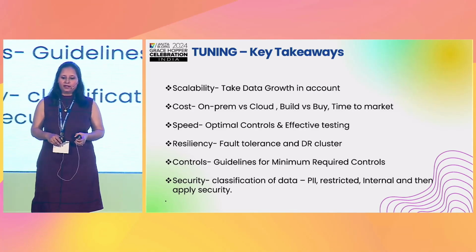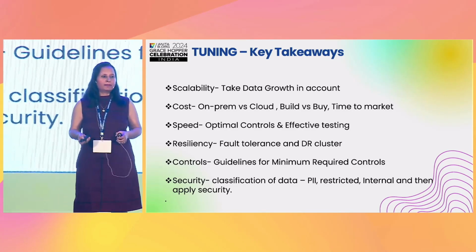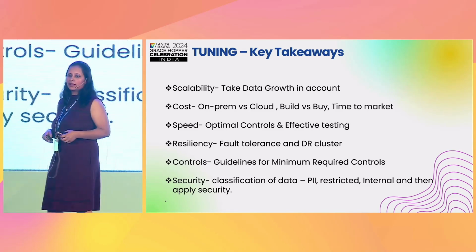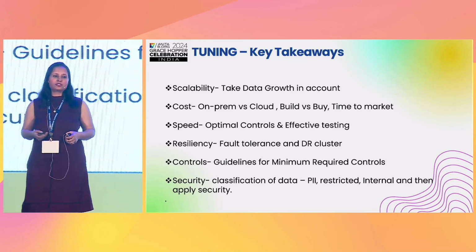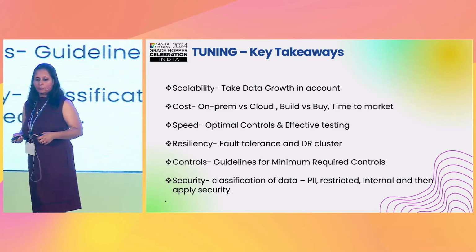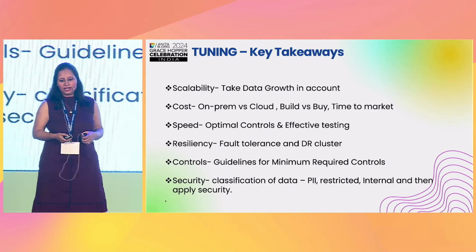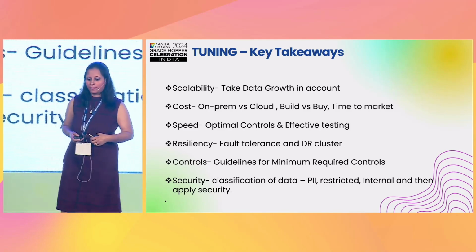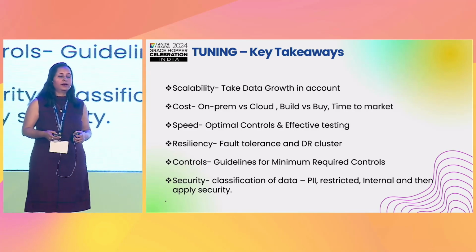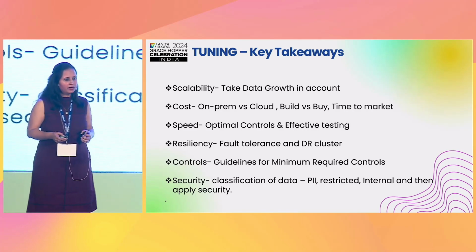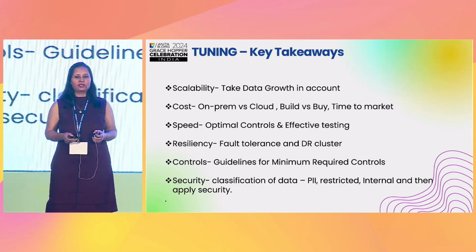When it comes to speed, we should have optimal controls in place and there should be effective testing. We should replicate production-like scenarios in our lower environments and do the testing over there. And we should always encrypt the data while bringing the data from production to the lower environments. Next is resiliency, an important factor. We should always have a DR cluster, a disaster recovery cluster in place, and our system should be fault tolerant. For controls, there are minimum required controls which have to be there in the system. And when it comes to security, we should always classify the data, whether it is PII, internal, or restricted, and then apply the security on top of it based on the requirement.